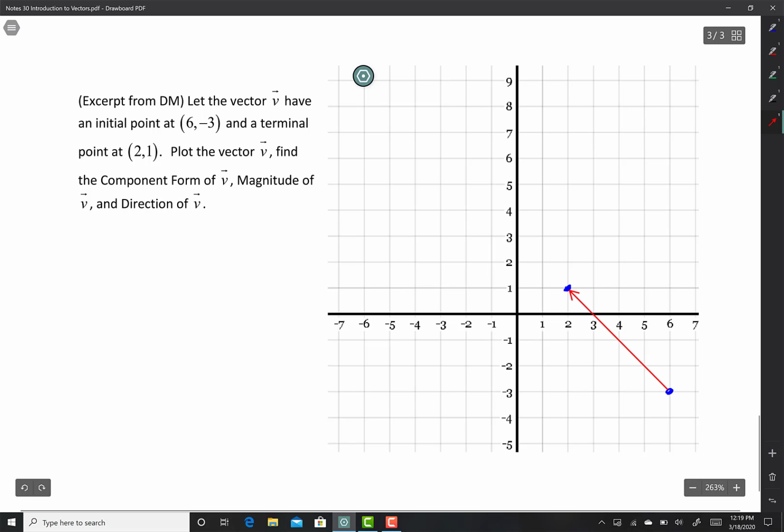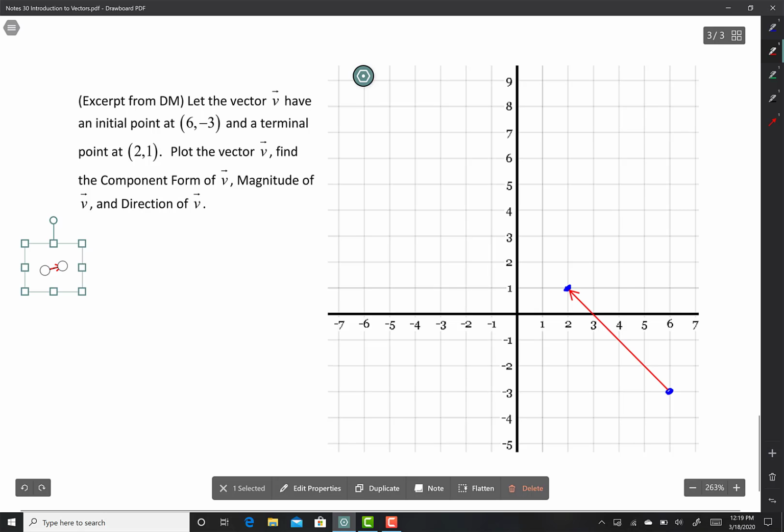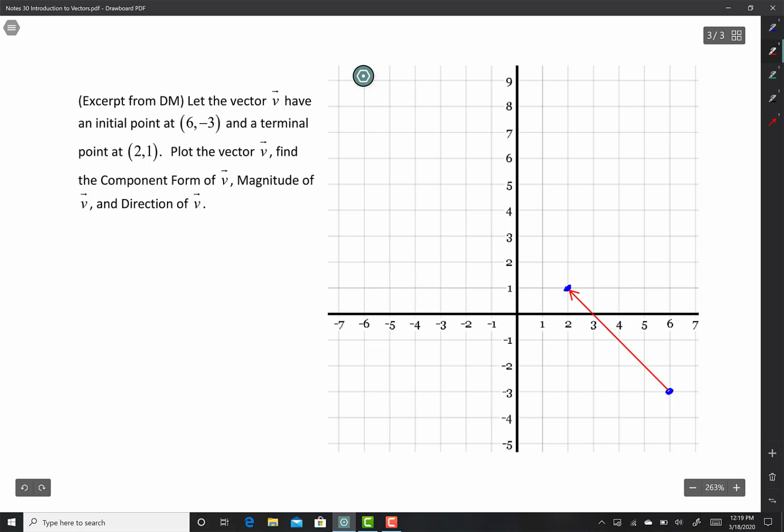And then it says, find the component form of that vector. They're calling it V. So the component form of this vector is like this. I went how many times to the left? 1, 2, 3, 4. 4 times to the left, so negative 4. And how many times do I go up? 1, 2, 3, 4. So 4 times up. And there it is, there's my component form.